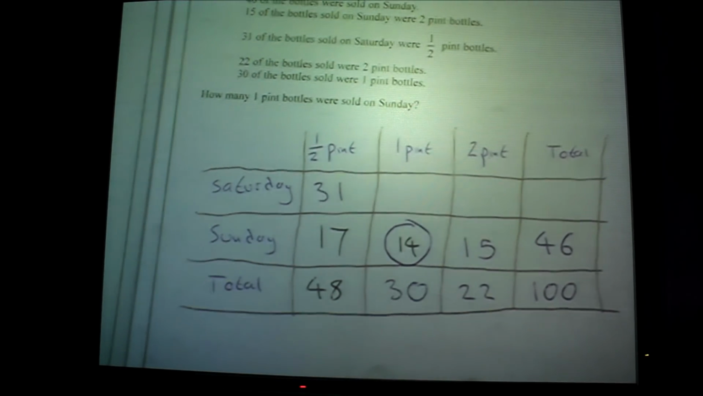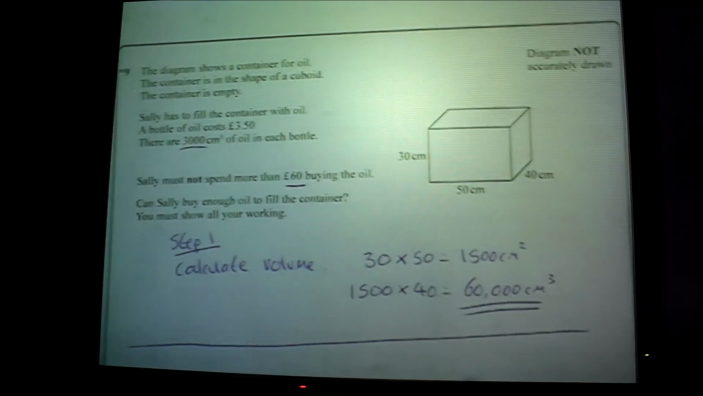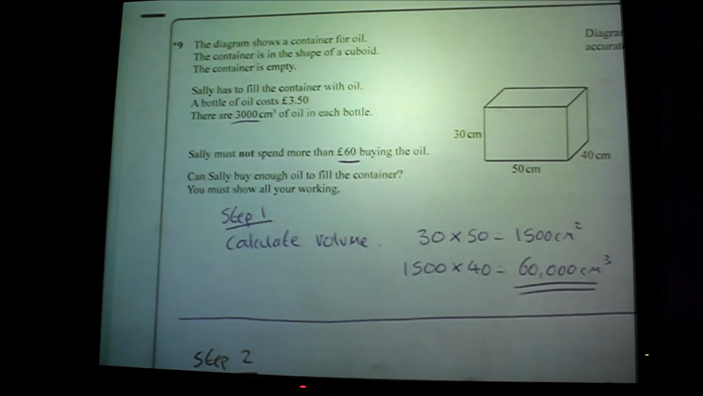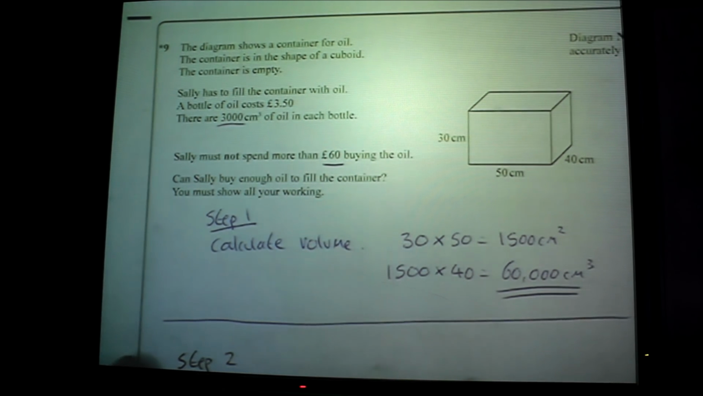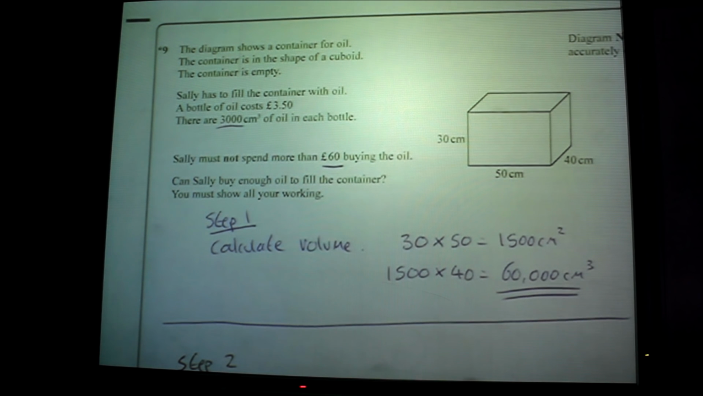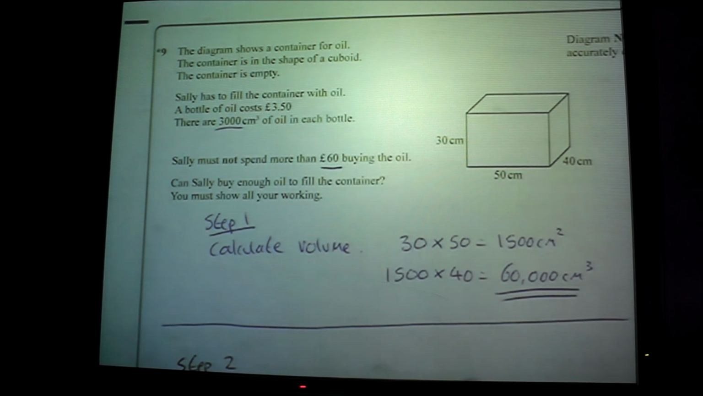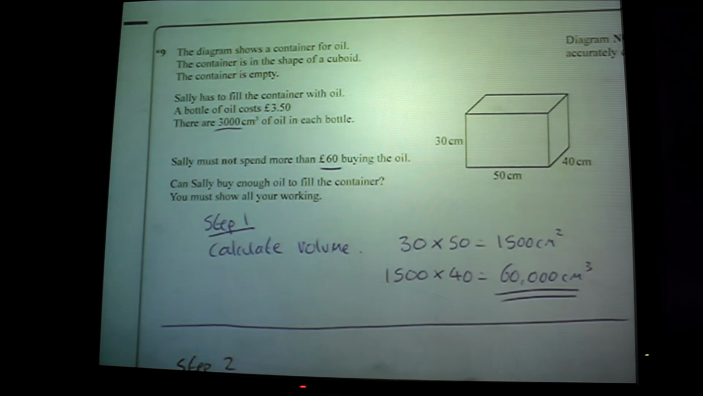Question 9 on the next page is this one. The diagram shows a container for oil. It's a cuboid. The container's empty. Sally has to fill the container with oil. A bottle of oil costs £3.50, and there's 3000 centimetres cubed of oil in each bottle. That's 3 litres. She must not spend more than £60.